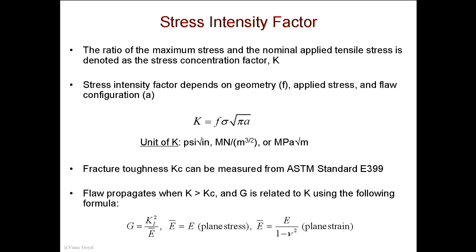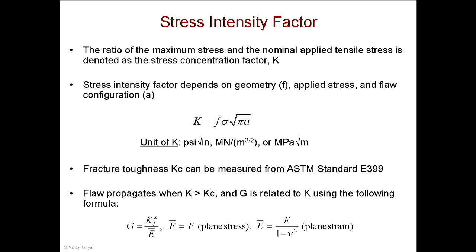So if I know K, I can square it and divide by the modulus, and that will give me G, the critical energy release rate. So step 1, do the test, ASTM standard E399, and that will give you the fracture toughness of the material. Then take the fracture toughness, square it, and divide by the modulus, and the modulus will depend on whether it's plane stress or plane strain. You will have to adjust it accordingly. And that will give you the critical energy release rate.